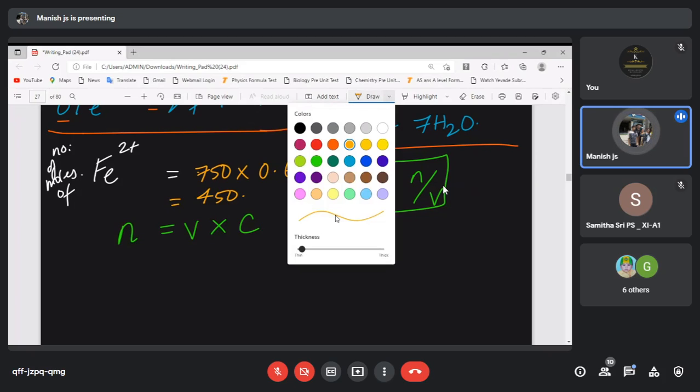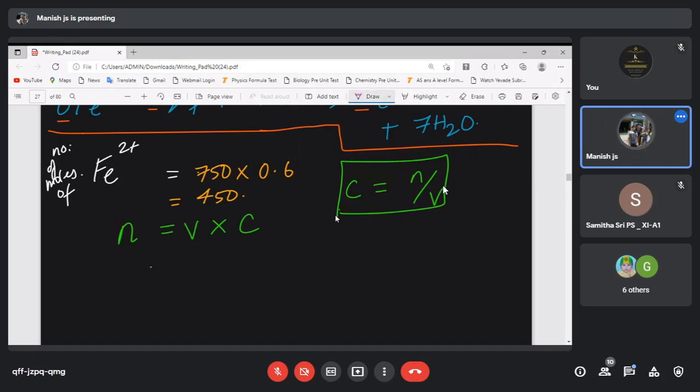Next, so again the number of moles of the corresponding reaction, that is Fe2+, let us see. So it will be 450 divided by 1000, convert to moles. It was cubic centimeter, so divide by 1000.